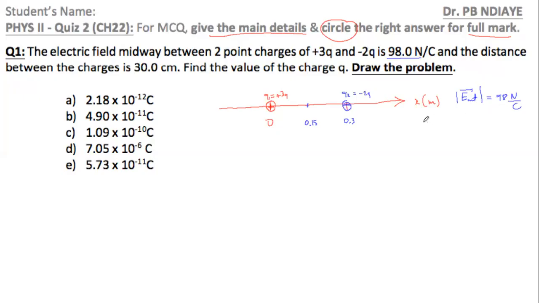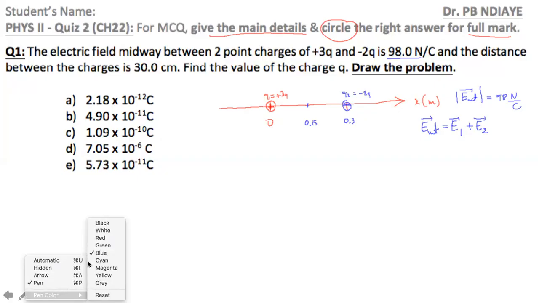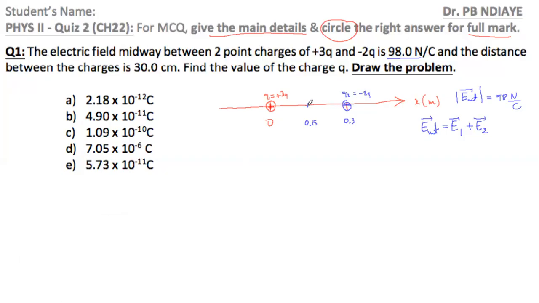So remember, E net is equal to what? Principle of superposition. Net electric field is the electric field created by charge 1 as a vector plus the electric field created by charge 2 as a vector. Now, the electric field created by charge 1, let me put it in red, here at the middle, will be pointing radially away from charge Q1, which is positive. So this is the E1 vector.